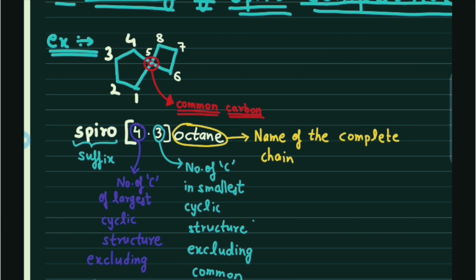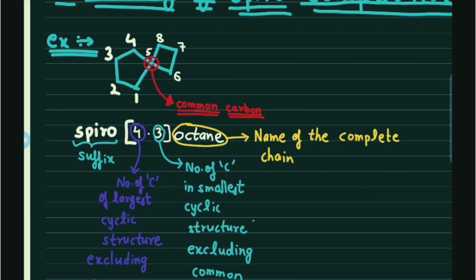I have provided space to give you the idea of the elements involved in the naming of the compound. See, spiro is the suffix. Now hold the longest carbon cyclic chain that is in the structure. The number of carbons in it, excluding the common carbon, you have to write in this bracket for the first time. So here the longest carbon chain is this pentane ring.